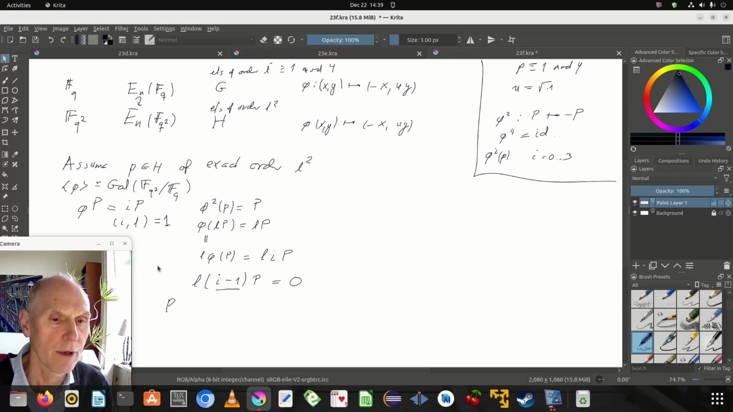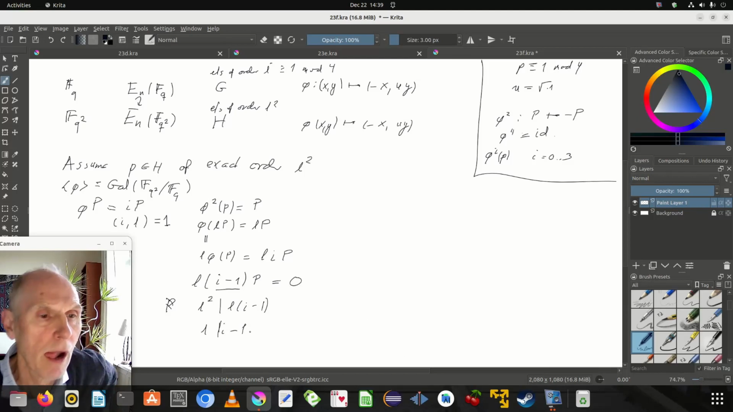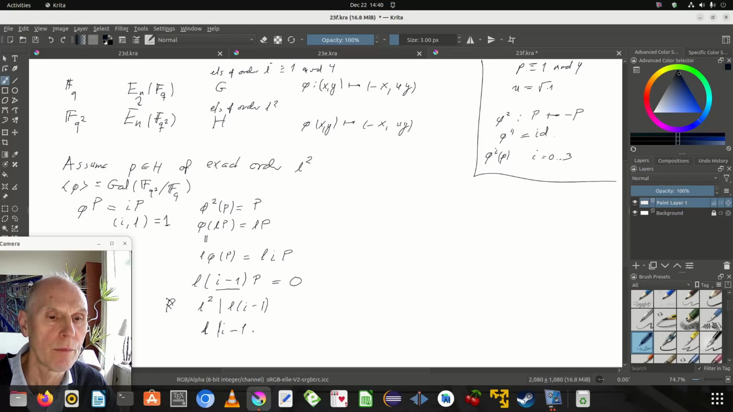And this means that, why did I write P? L divides I minus 1. So that means I might be 1. No, it can't be. But it might be, if L is 5, it might be 6. That fails. Then it might be 11 if L is 5 and I is 2. So that's a possibility.